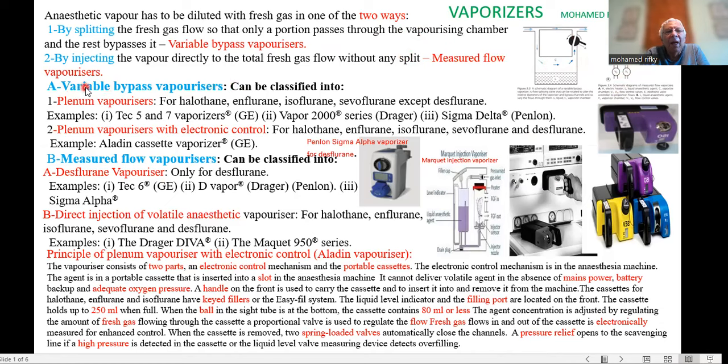vaporizers. To define both of them, we have the first one, which is divided into two types, the plenum vaporizer and the plenum vaporizer with electronic control. Both of them are responsible for vaporization of different types of inhalation anesthetics. As examples, we have the TEC 5 and 7 vaporizers from General Electric, the Vapor 2000 series from Draeger, and then the Sigma Delta.